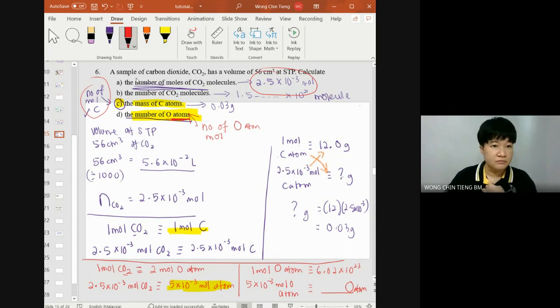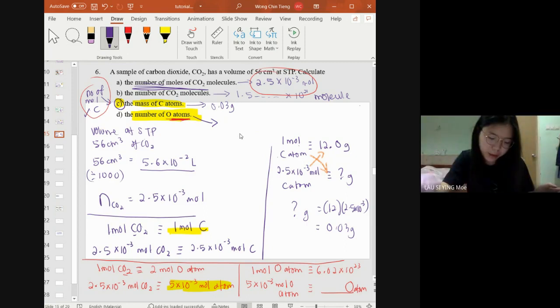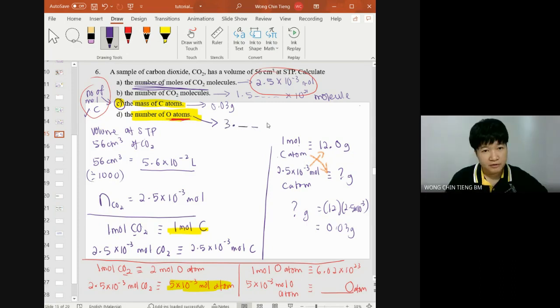Answer? 3.01 times 10 to the power of 21 oxygen atom. Inilah unit kamu. Unit tu sebenarnya adalah berdasarkan apa yang soalan tanya.